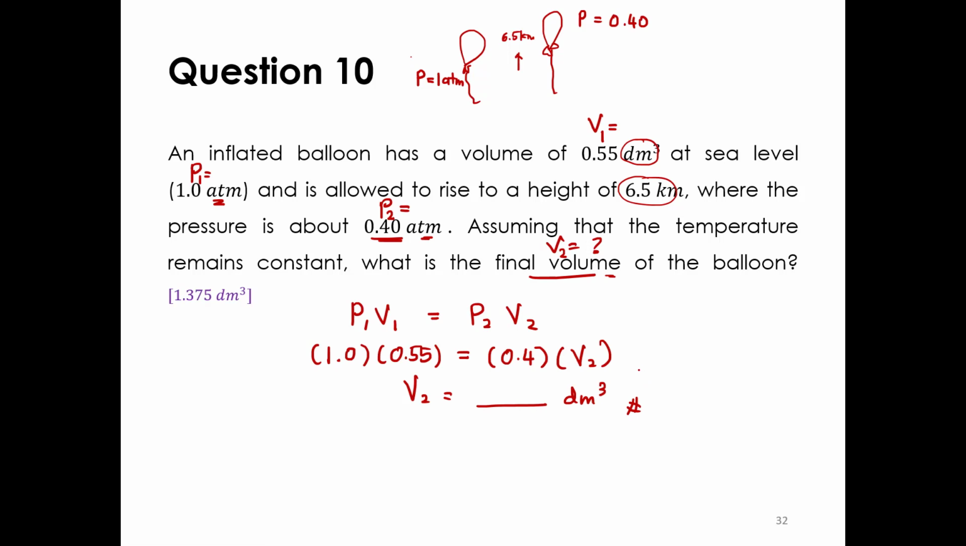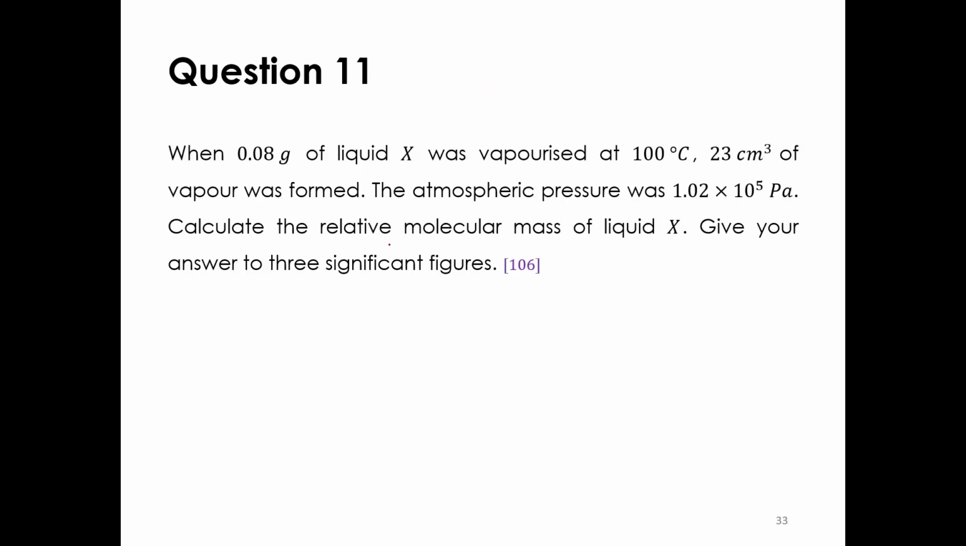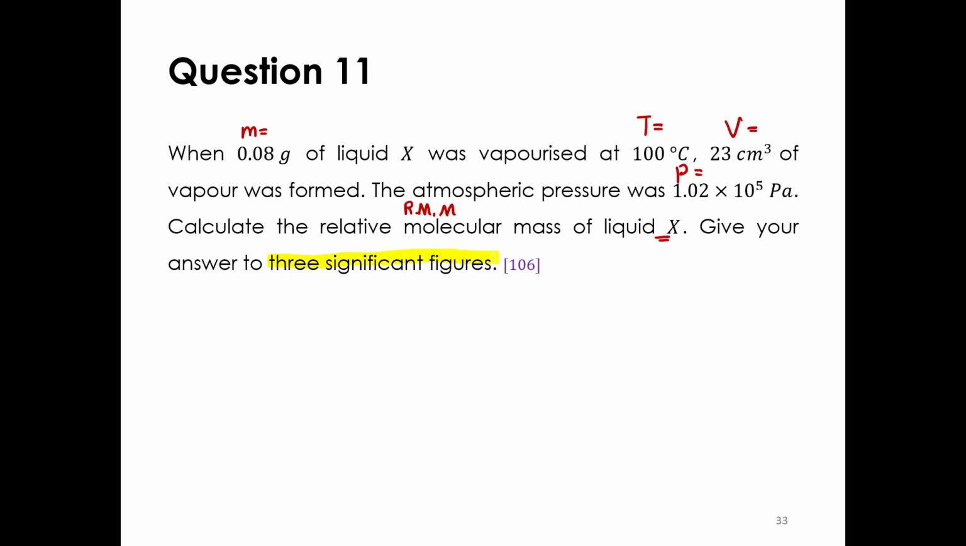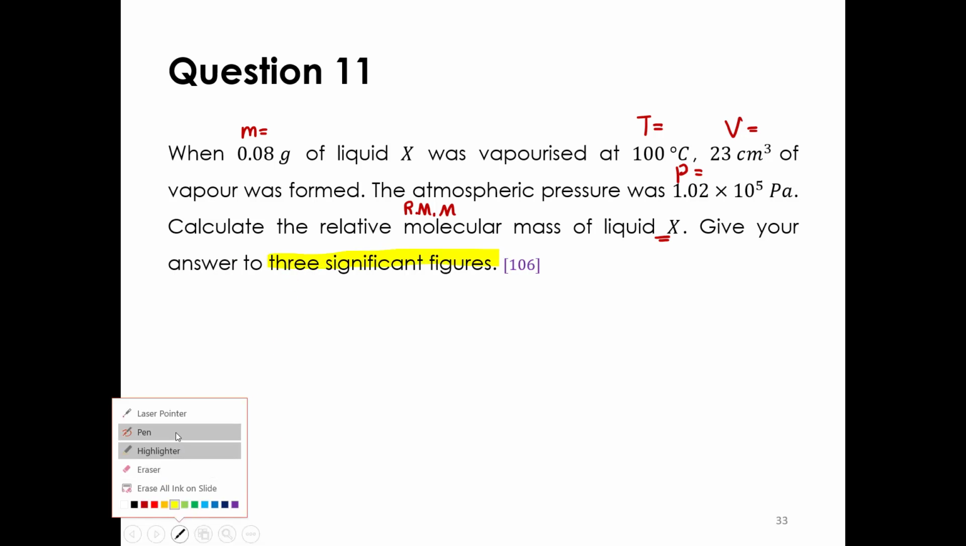Alright, so moving on to the two questions from the last part, where a mass of liquid X was vaporized at a temperature of 100 degrees Celsius. It will form a volume of 23 centimeter cube of vapor. The pressure is this. So calculate what is the relative molecular mass of liquid X. Again, I have a special requirement of the question, so I'll keep it highlighted.